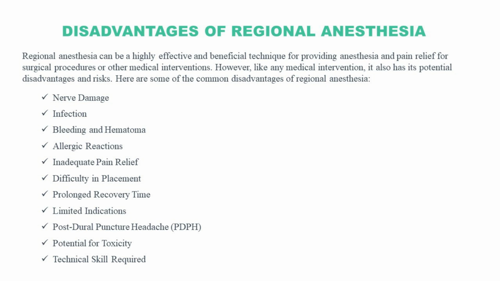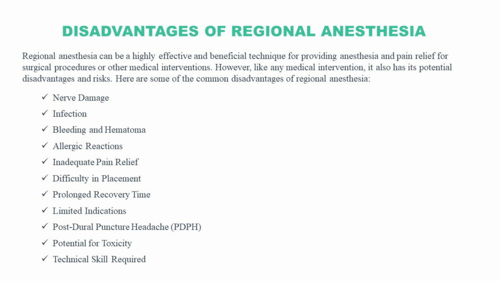5. Inadequate pain relief. Regional anesthesia may not always provide complete pain relief, especially in complex surgical procedures or when the technique is not performed correctly. This can result in discomfort or pain during the procedure. 6. Difficulty in placement. Inserting needles and catheters for regional anesthesia can sometimes be technically challenging, especially in patients with anatomical variations, obesity, or other factors that make access to nerves or the epidural space difficult.